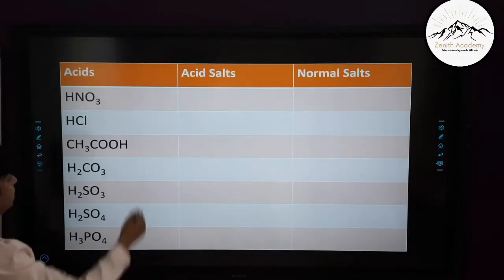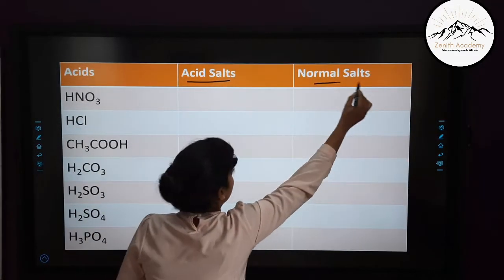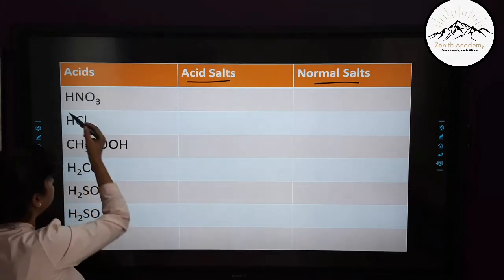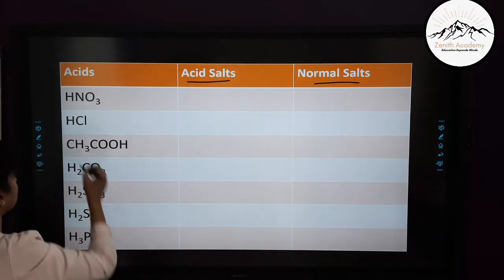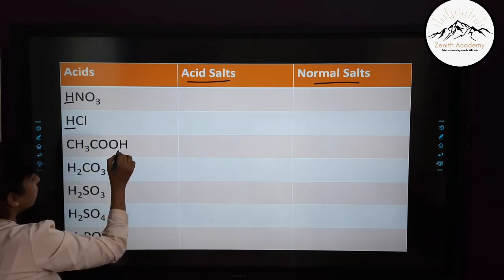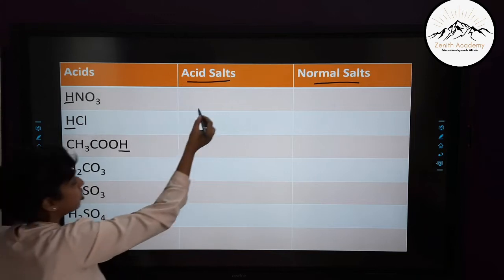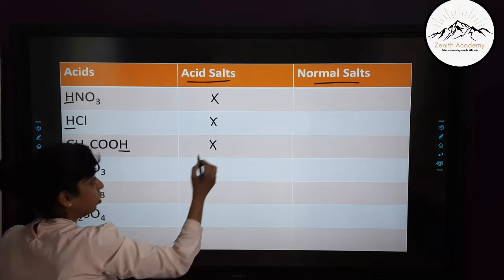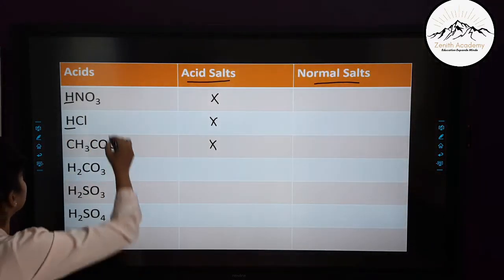Now if you see these acids, from these acids, acid salts and normal salts can be formed. We know how acid salts are formed by partial replacement of the hydrogen, and normal salts are formed by complete replacement of hydrogen. But see, in this there is only one hydrogen. Here also there is one replaceable hydrogen. So in all three of them, the formation of an acid salt is not possible, right? Since there is only one replaceable hydrogen atom. So what normal salt can you form with this acid?